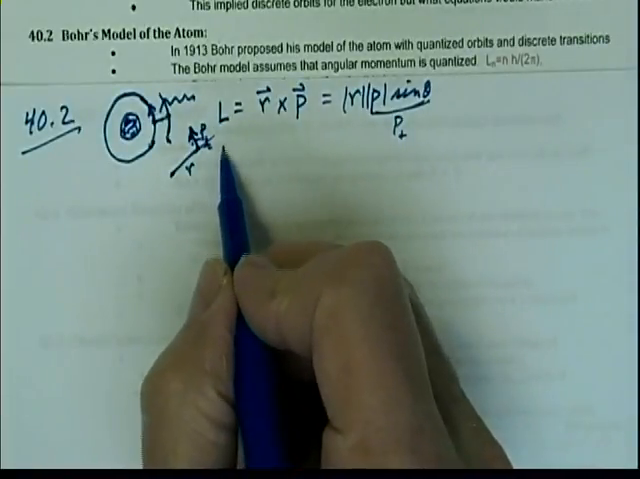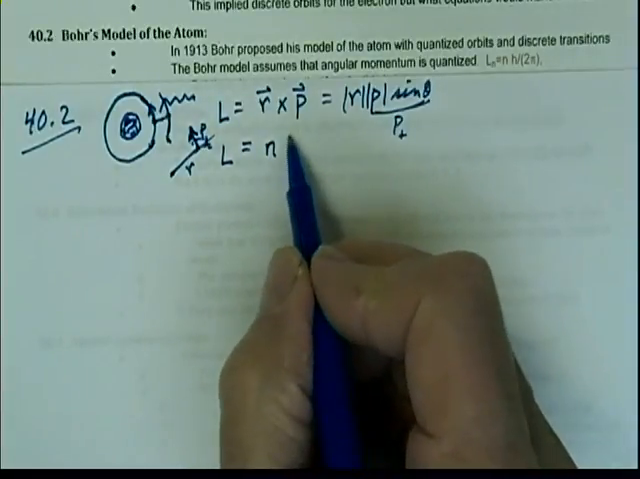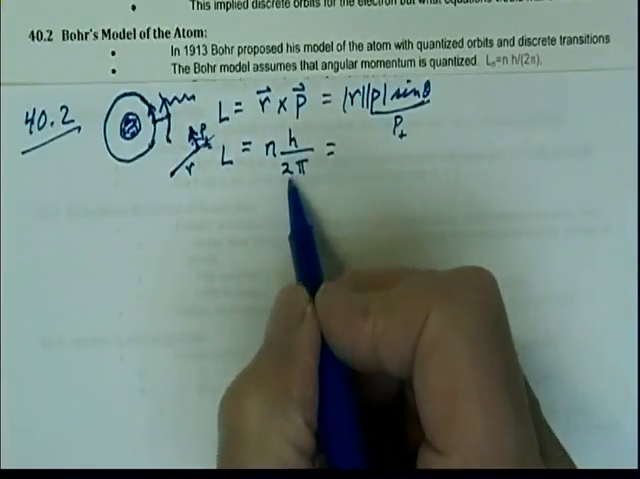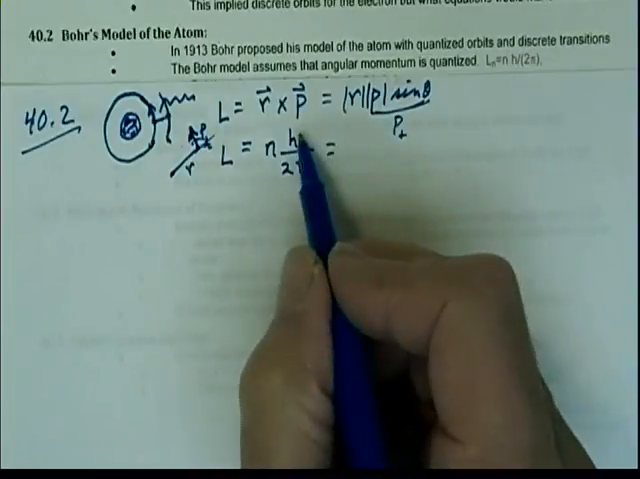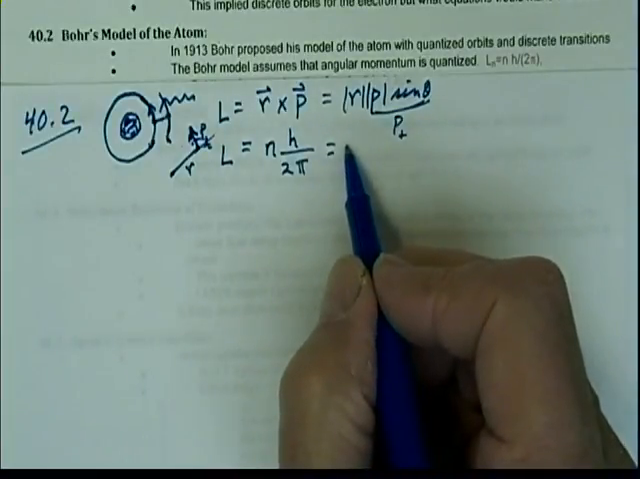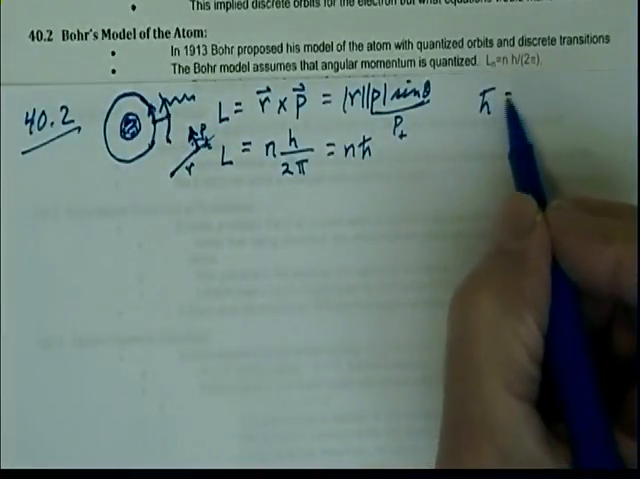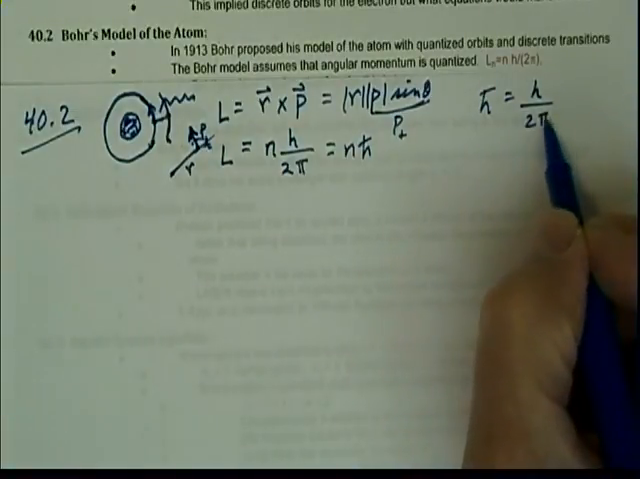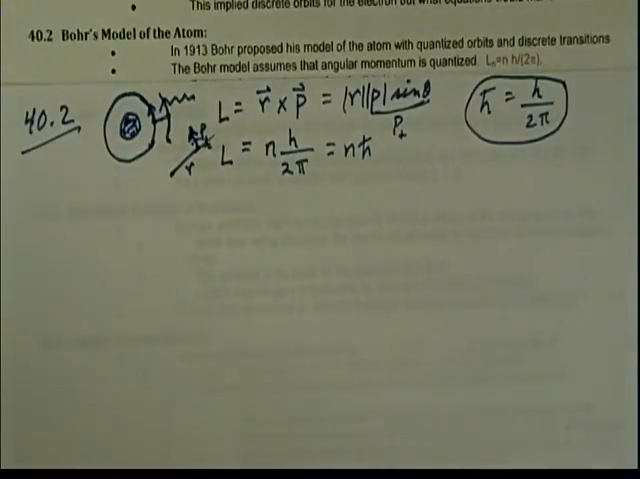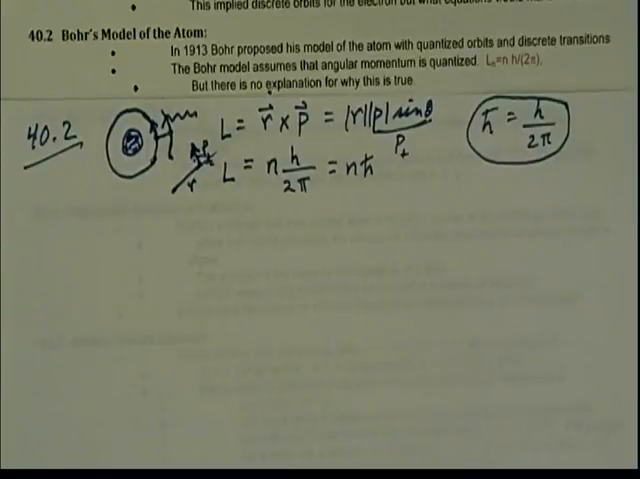So what he is proposing is that the angular momentum was an integer multiple of Planck's constant divided by 2 pi. This expression occurs so much, we now give a symbol to this, and we call this h over 2 pi, we call it h bar. So L is n h bar, and h bar is Planck's constant divided by 2 pi. And you should remember that because it's what is used almost exclusively in quantum theory.